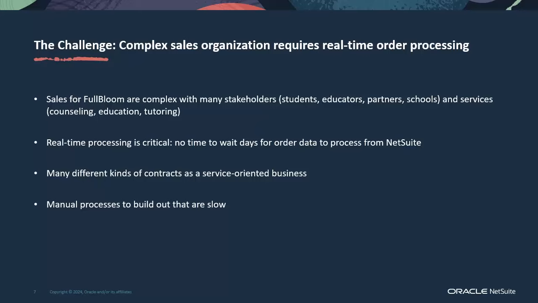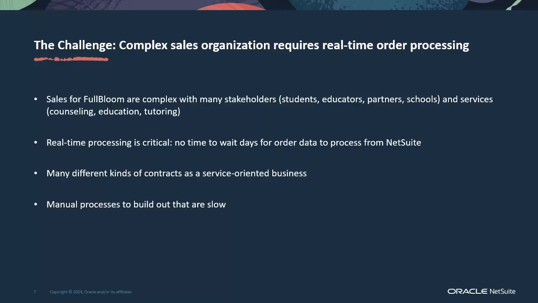And to help ensure positive relationships with school districts and the other clients that FullBloom has, it's critical that this order processing not take days on their end due to bottlenecks in tracking or approval. So when you multiply together the different types of contracts and the different stakeholders in each of the different types of contracts, you get this unwieldy mass of data that needs to be stored in NetSuite but also available outside of NetSuite. And because of all this complexity, manual processes to handle these bottlenecks are simply just going to be too slow.